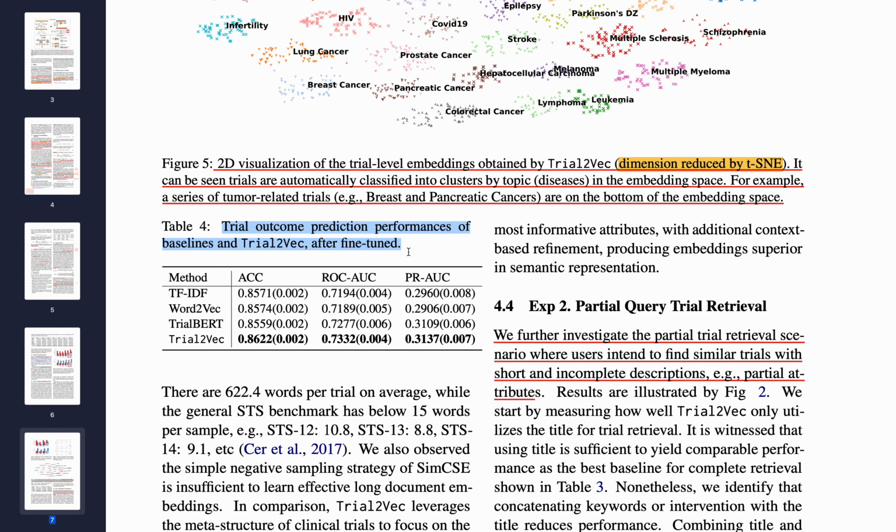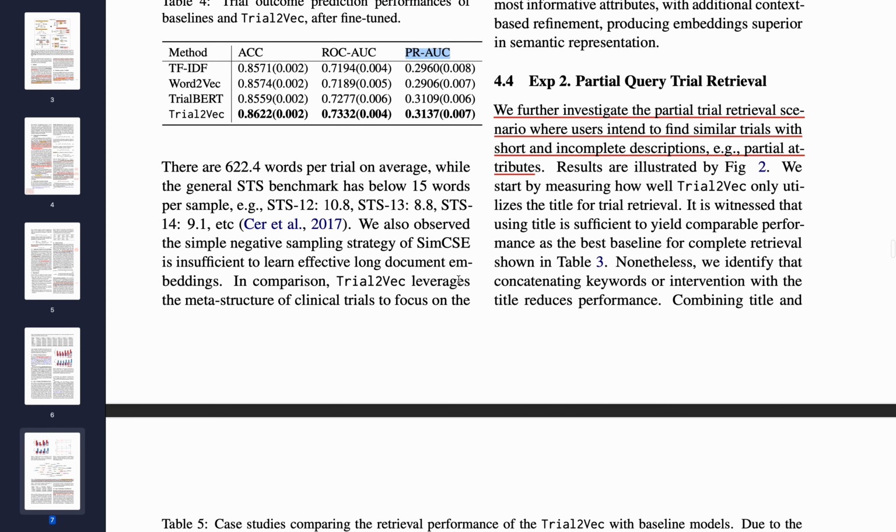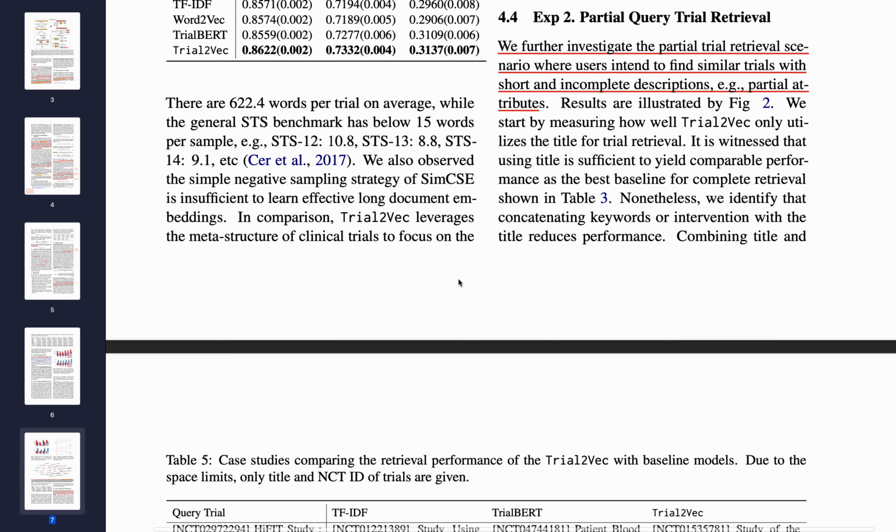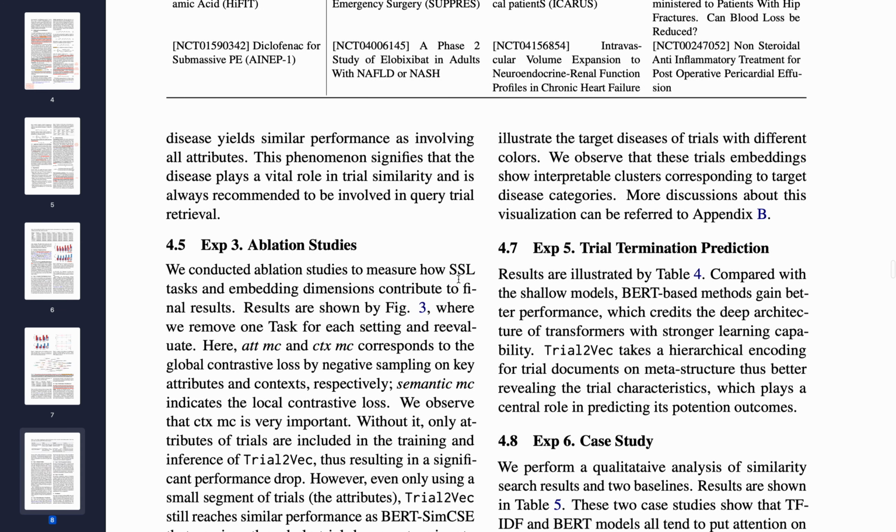These results show the output of the third task, which was trying to understand the success or failure rate. As you can see here, Trial2Vec outperforms the previous methods. We looked at AUROC, and also precision recall AUC. Yeah, so that's basically it.